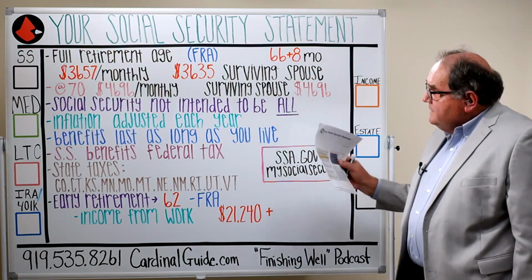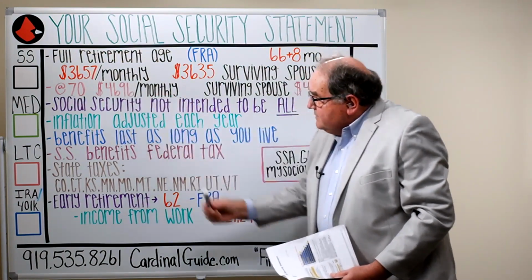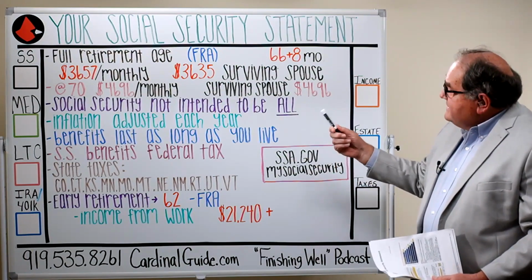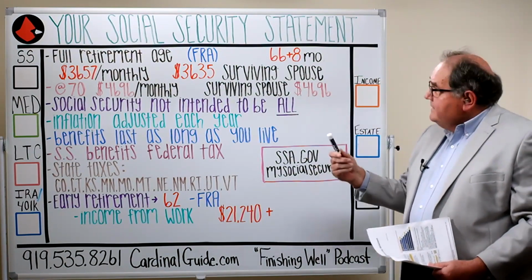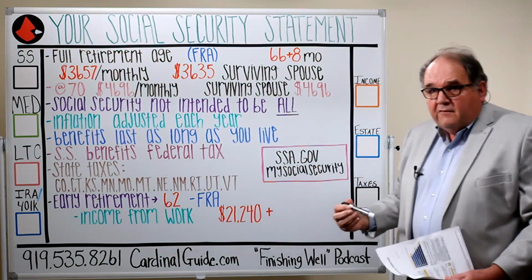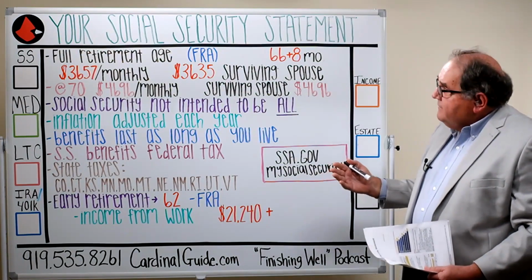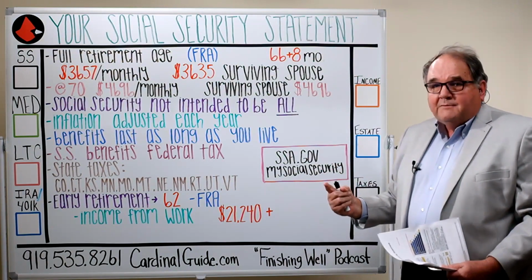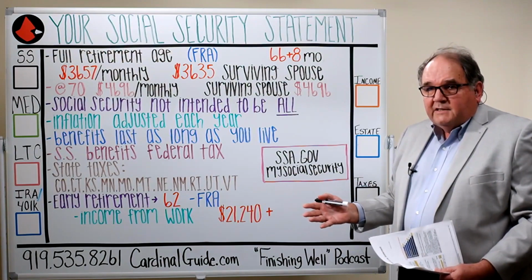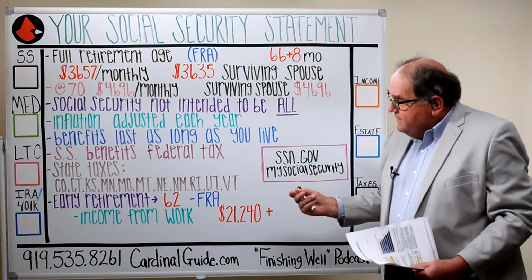So for this gentleman on this statement, there are really two numbers that are significant for him. Number one is 66 and 8 months. He's still working, so he's not going to take his Social Security before full retirement age, and that would be about a year and a half from now. That would be one option, because you can collect your Social Security at full retirement age and still make all the money you want from work. He's probably not going to do that.